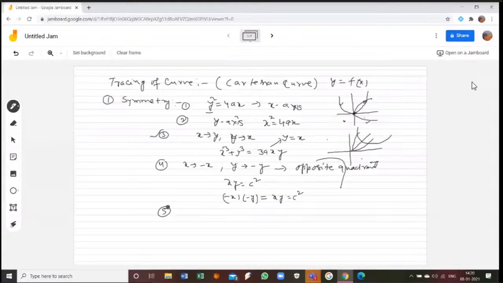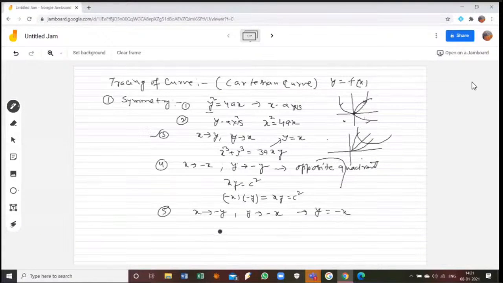Now the fifth one is that if x is replaced by minus y and y is replaced by minus x, and the curve remains the same, then it is symmetrical about the line y is equal to minus x. Earlier, when x is replaced by y and y by x, it is symmetrical about y is equal to x. But here x is replaced by minus y and y is replaced by minus x, and the curve remains the same, so it is symmetrical about the line y is equal to minus x.